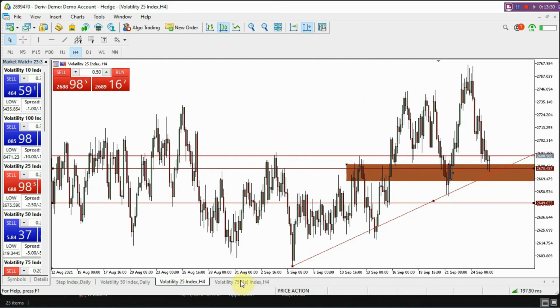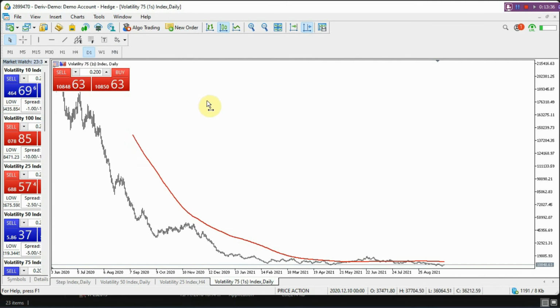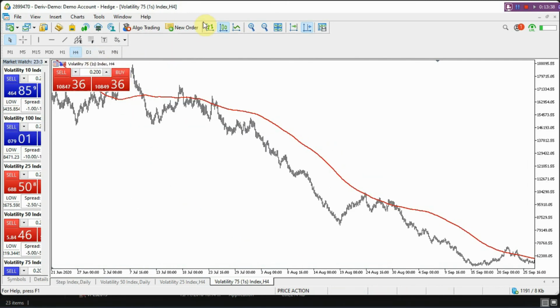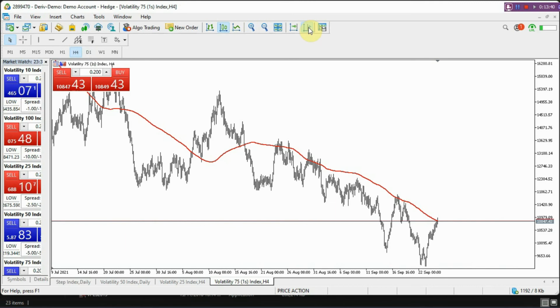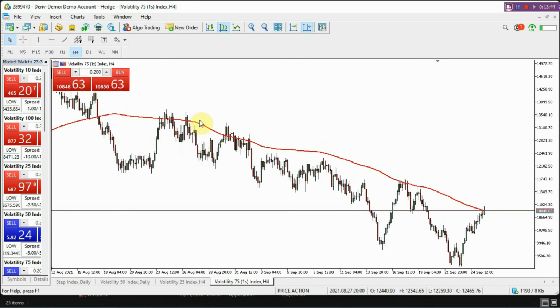So we have VIX 75 index, which is our last one, and for this I saw this smooth trending market. Okay, and on the H4 we have a downtrend, and I just pulled out my moving average, and this is the VIX 100 simple moving average. Yes, VIX 100 simple moving average, and perfectly aligns with this trend to me.